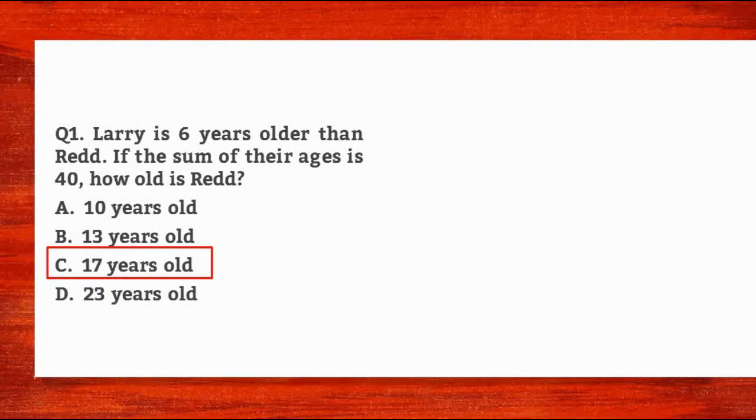The correct answer is letter C. Red is 17 years old. Now let us apply the T solution. First, we make a timeline. To the left side of our timeline, we indicate the people who are involved. In this case, it is Larry and Red.